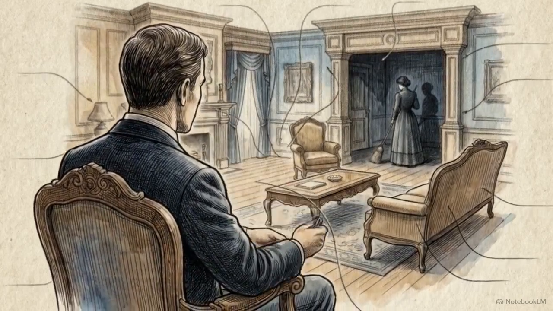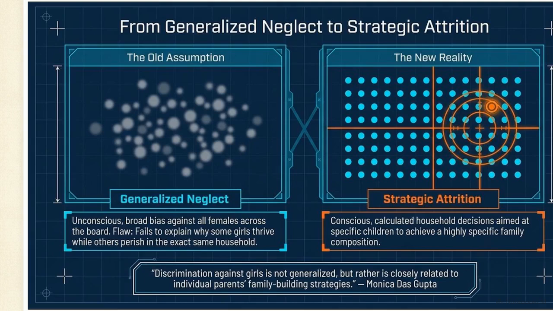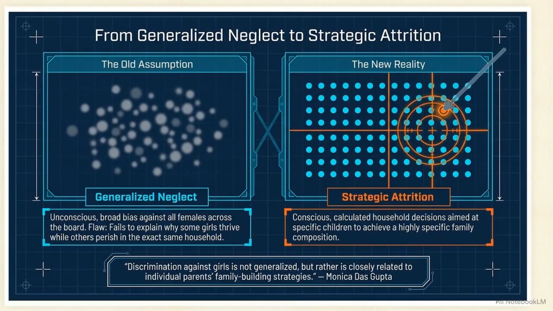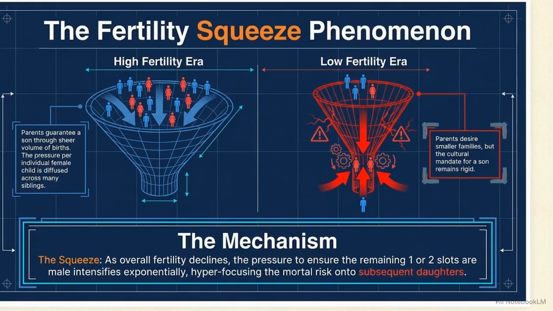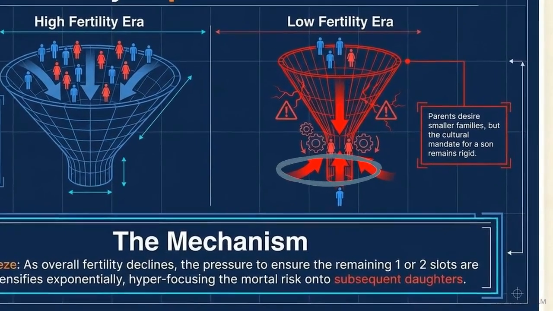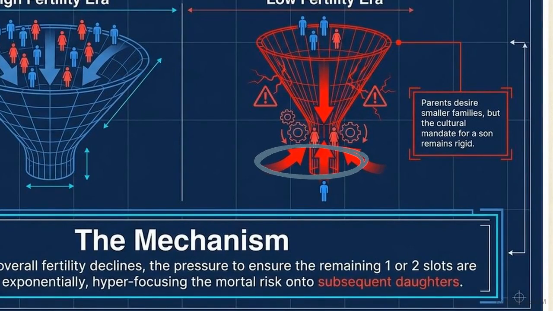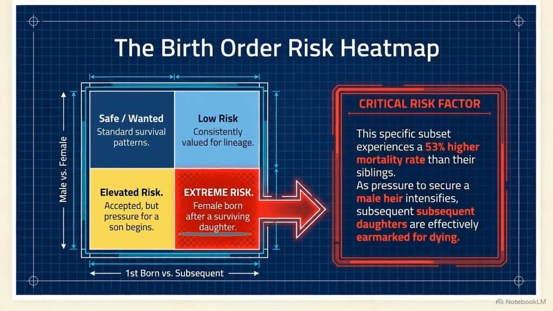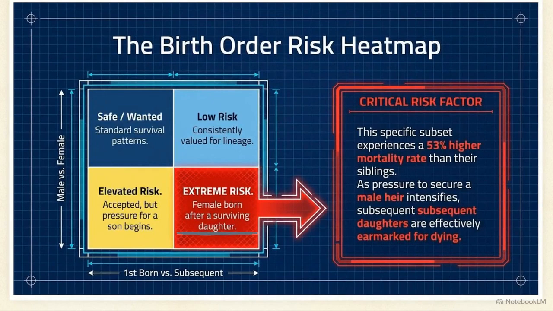This data shifts our analytical framework. We are not seeing a broad, unconscious bias against all females. We are seeing strategic attrition, calculated household decisions aimed at specific children to achieve a specific family composition. This calculation accelerates under the fertility squeeze. As families desire fewer children, the pressure to ensure those remaining 1 or 2 slots are male intensifies exponentially. This heat map pinpoints who bears the mortal risk of that squeeze. The highest danger falls on subsequent daughters, females born after a surviving sister.